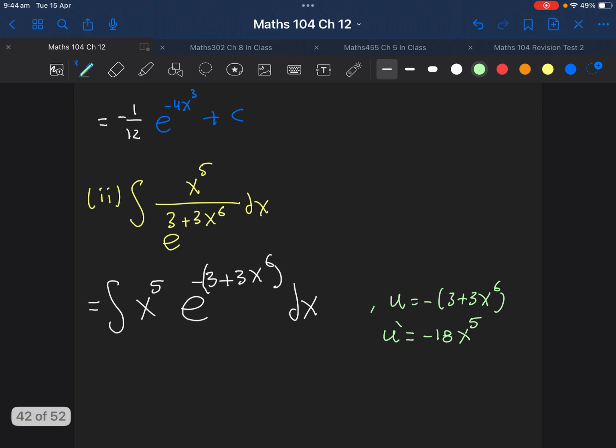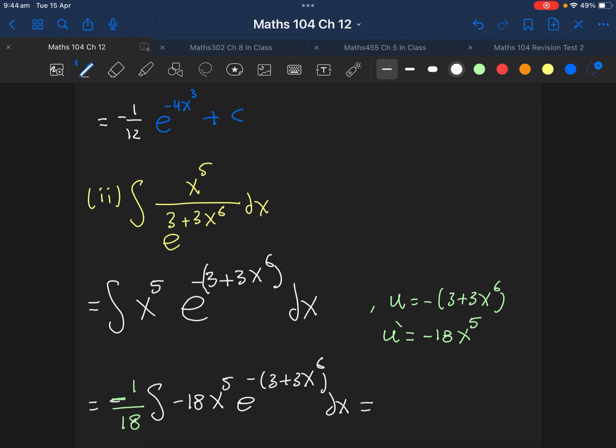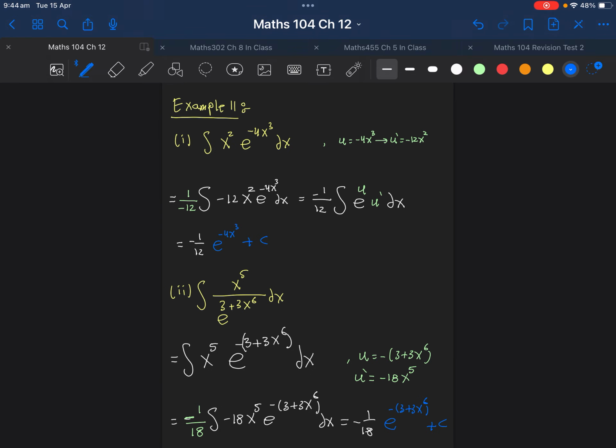So I just add and divide by this number. So this will be equal negative 1 over 18 integral negative 18x power 5 e power negative 3 plus 3x power 6 dx, which is now you have it u and you have it u prime. So the answer will be negative 1 over 18, and then you just write the e, and whatever inside the e will be the same. Don't change it. So it will be e power negative 3 plus 3x power 6 plus a constant, which is c.